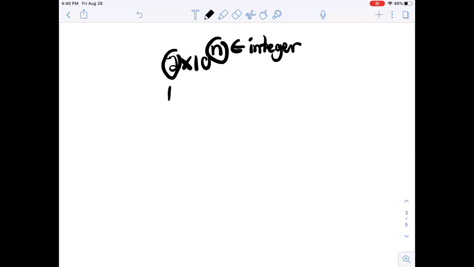In scientific notation, all numbers are written in the form a times 10 to the power of n, where the exponent n is an integer and the coefficient a is greater than or equal to 1 but less than 10. So I'll show you an example of a scientific notation.